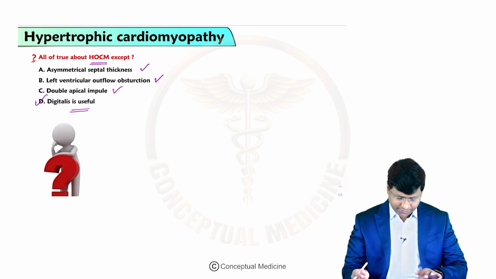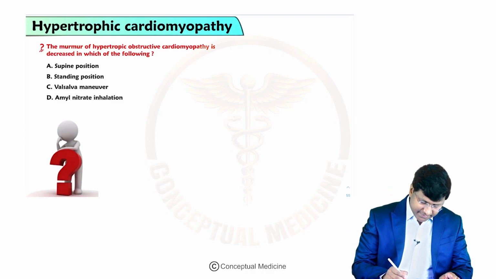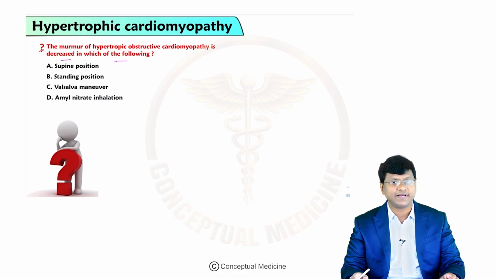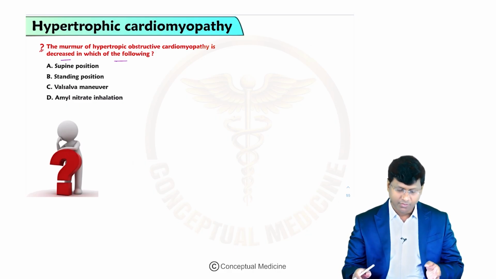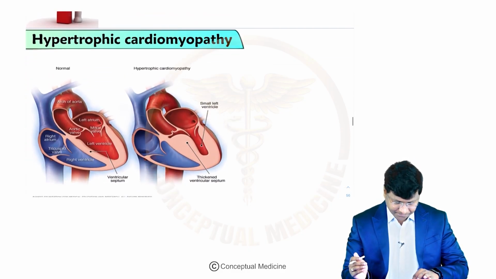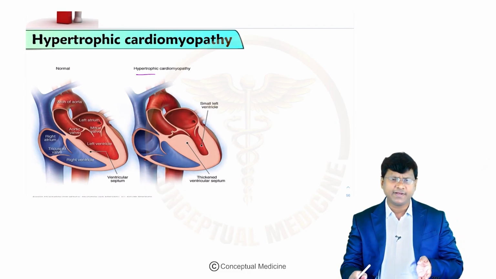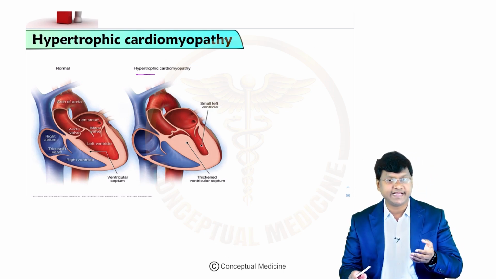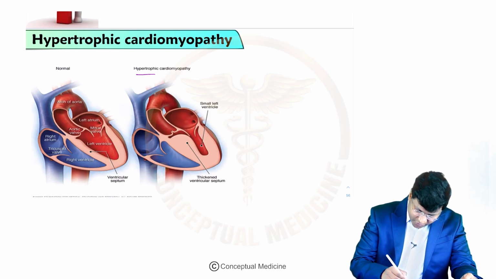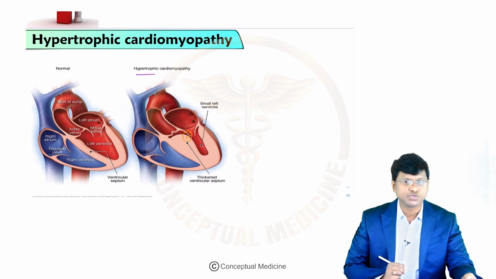Now, let me discuss the murmur and the dynamic auscultation of this ejection systolic murmur. The murmur of hypertrophic obstructive cardiomyopathy is decreased in which of the following? Supine position, standing position, Valsalva and amyl nitrate inhalation. Now you have to understand a very important concept here. This is your hypertrophic cardiomyopathy. Now what will happen here with the dynamic auscultation? Let me explain. Why is there a murmur? Because of the obstruction. Because of the obstruction exactly at this point, you have the presence of the murmur.